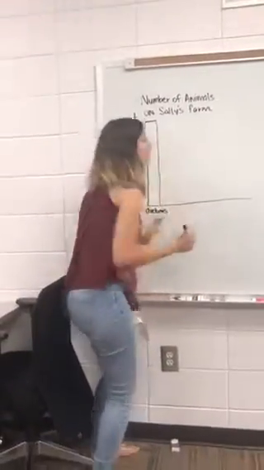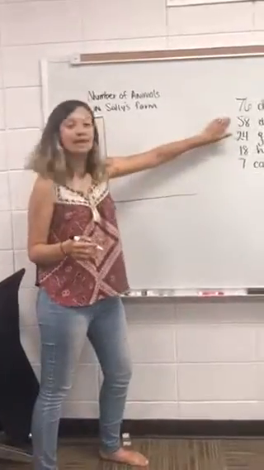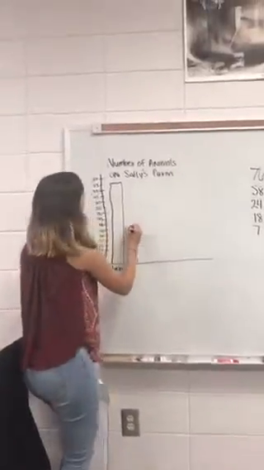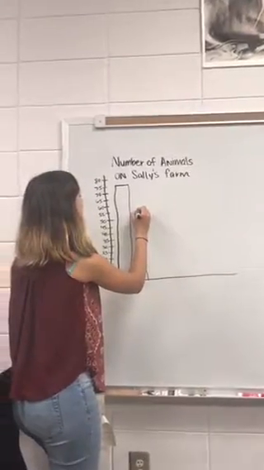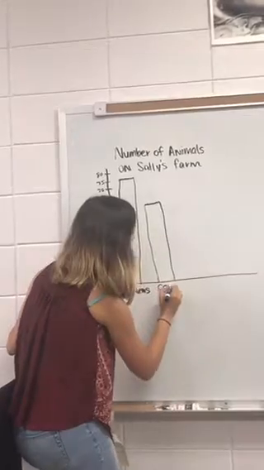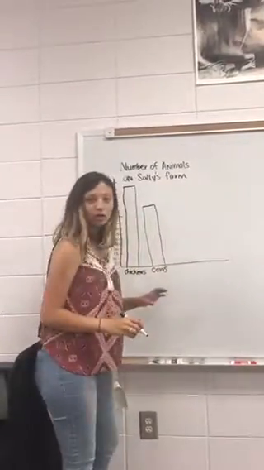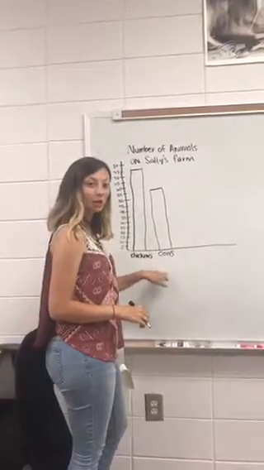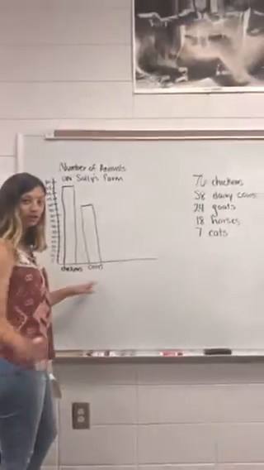Just like that. And so then Sally has 58 dairy cows. Okay, so we're going to come all the way over here, and we're going to stop at about right here, okay? And this is going to be cows. All right, y'all? Moo. Like cows. Dairy cattle. Cows, they're the same thing.